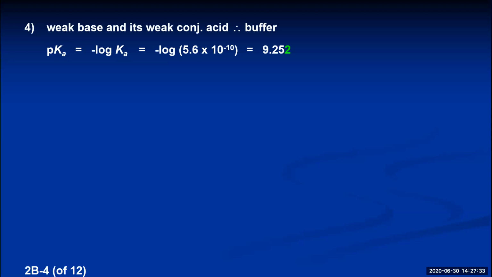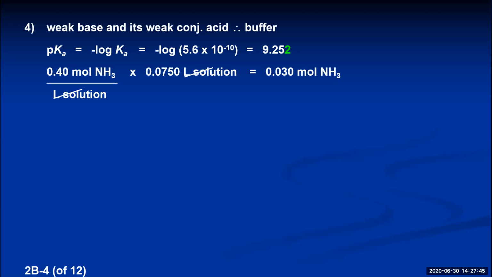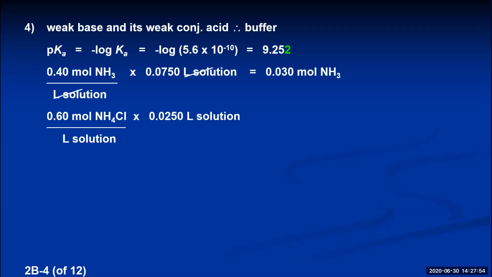We're mixing solutions together, so let's calculate the moles of each of the components. It was 0.40 molar of ammonia, so 0.40 moles per liter multiplied by the volume of 0.0750 liters gives us 0.030 moles of ammonia. And the molarity of the ammonium chloride was 0.60 molar, so 0.60 moles per liter multiplied by 0.0250 liters. We get 0.015 moles of ammonium chloride, and when that ionic compound completely dissociates in water, we'll get 0.015 moles of ammonium ions.